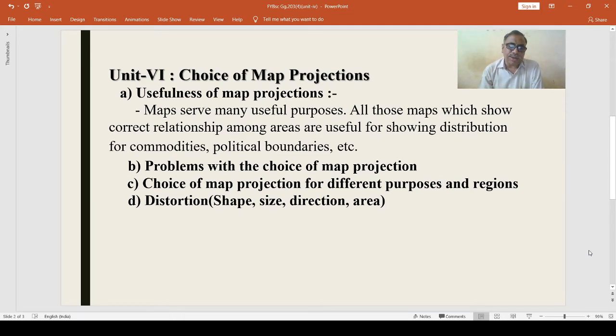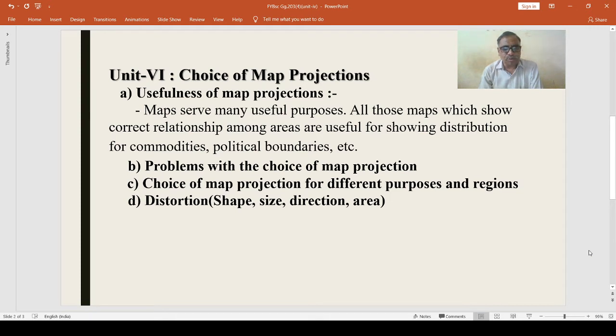Then cylindrical equal area projection. It is used for showing distributional patterns, distribution in different areas. Then Mercator's projection. Mercator's projection is useful to show navigational maps, ocean currents, global winds, meteorological charts, etc. for various purposes.